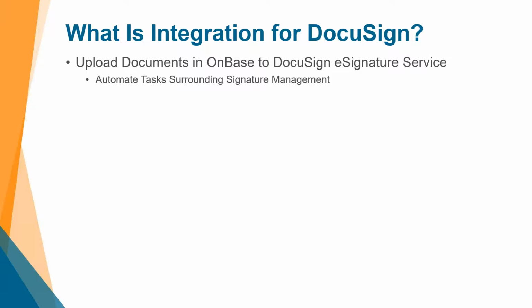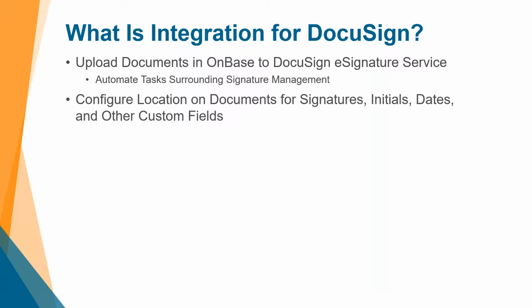So the highest level, what is the integration for DocuSign? We're starting with a document in OnBase. In some form or fashion, that document in OnBase is being uploaded to the DocuSign eSignature service. That is a whole separate product line that is not an OnBase product whatsoever. So just search for DocuSign.com. You'll find all kinds of information on what DocuSign can do. But really what that helps us to do is now taking any of those documents inside of OnBase, we can automate the tasks surrounding any type of signature management.